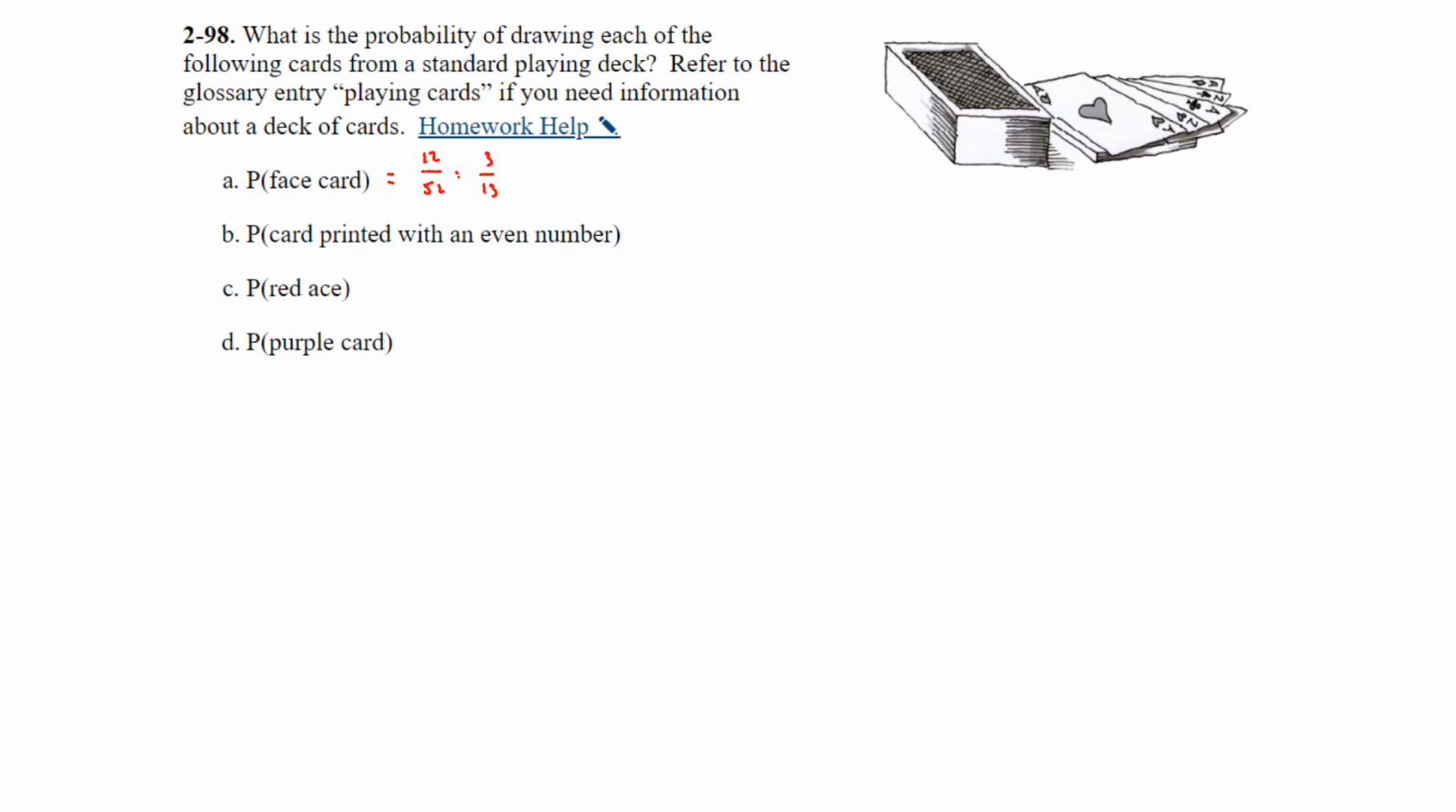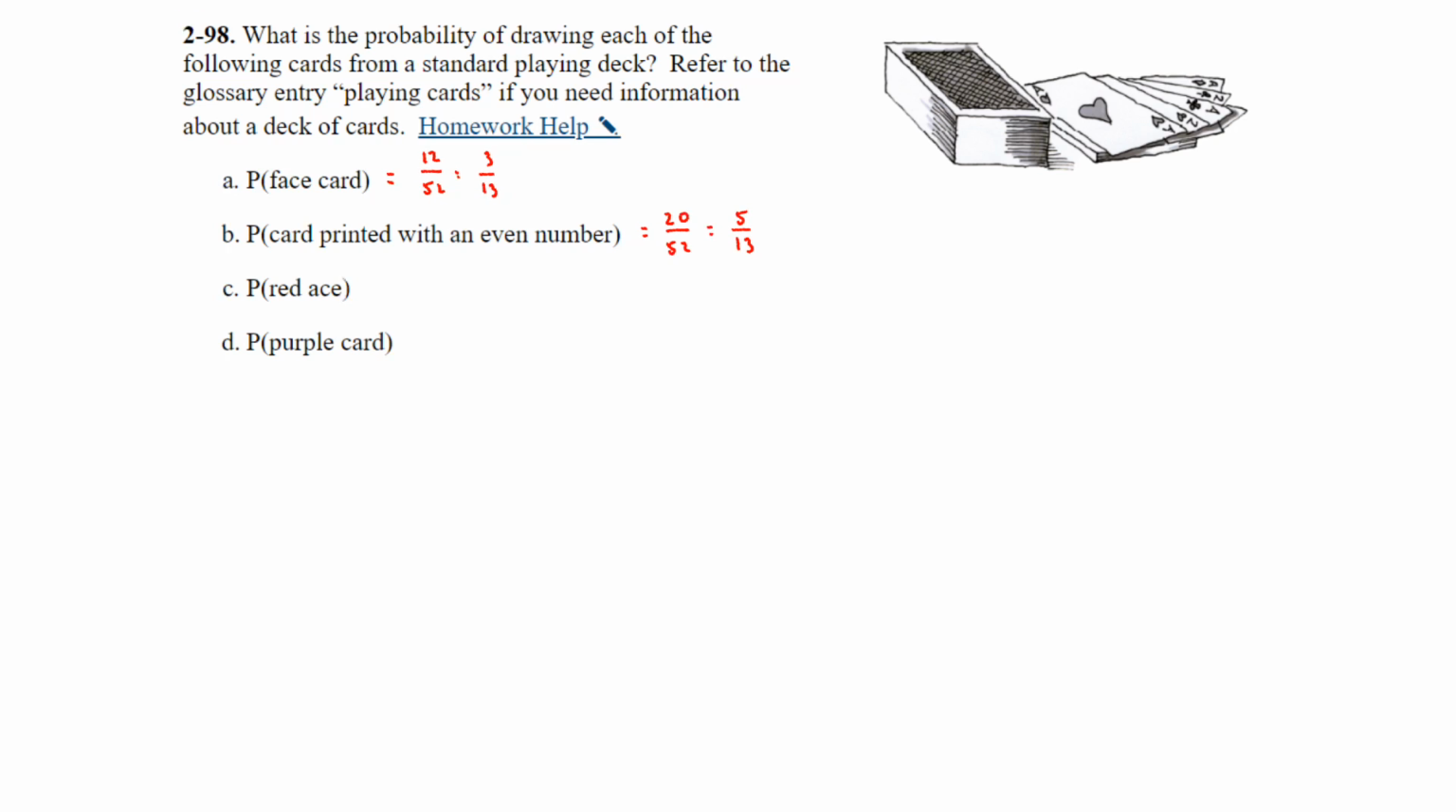On part B, what's the probability of a card printed with an even number? So think about your even numbers: 2, 4, 6, 8, 10. So that's 5 in each suit, and there's 4 suits. So that means there's a total of 20 even numbers out of 52. And then once again, you can reduce that, in this case, by 4. So that would reduce to 5 out of 13.